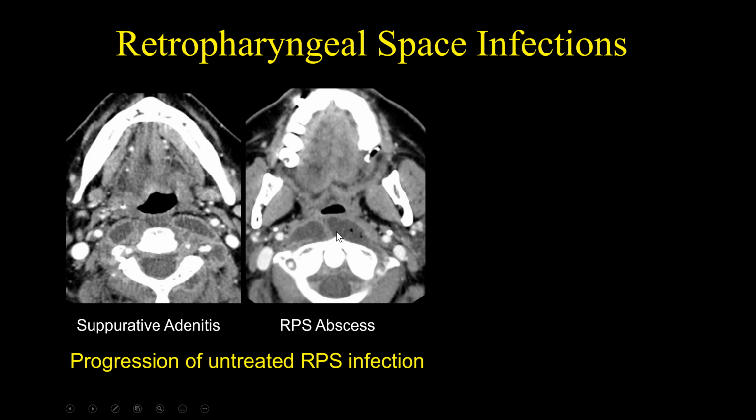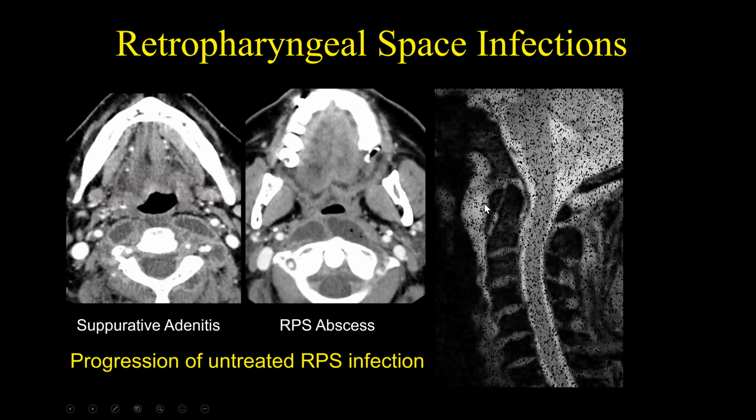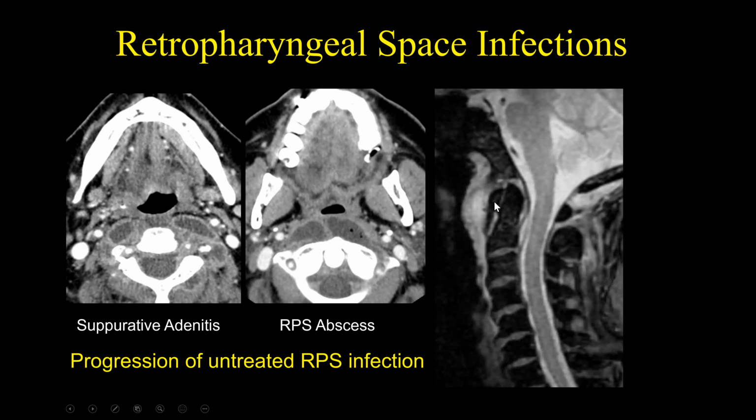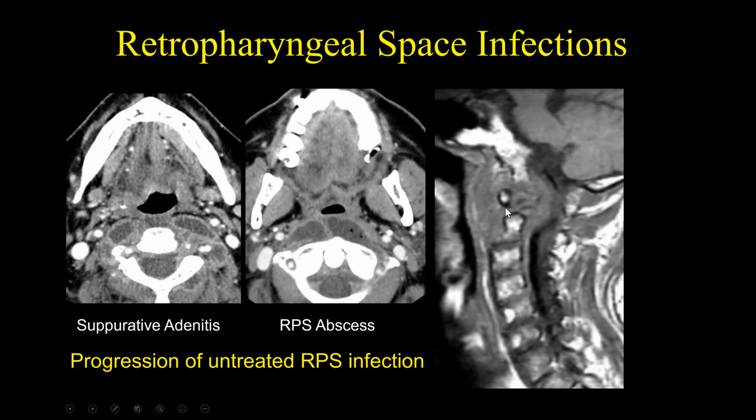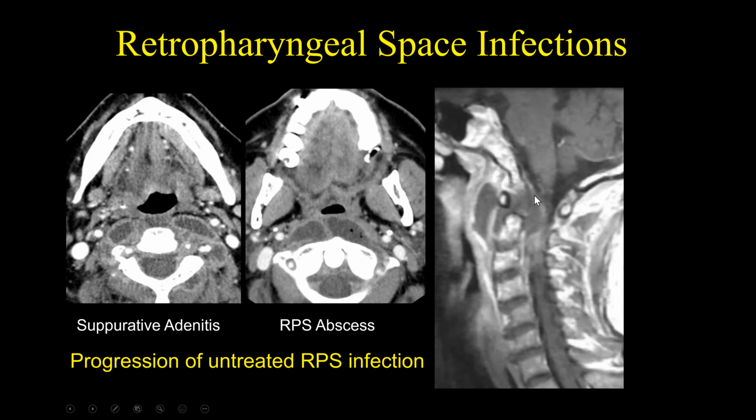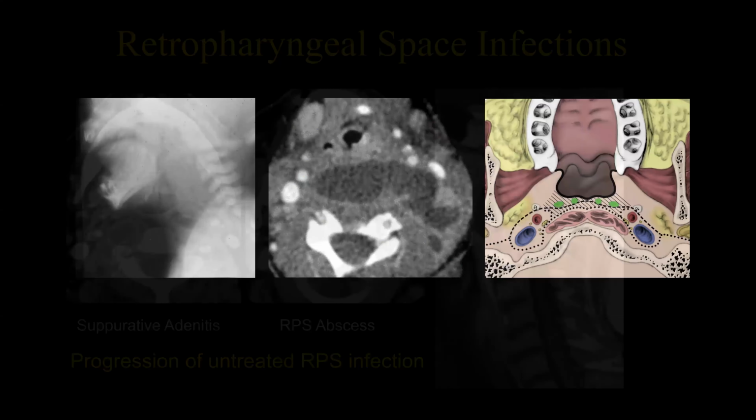Now, this aggressive inflammatory process is anterior to the C1, C2 vertebral bodies. If this is untreated, this infection can progressively erode through C1, C2 and extend into the spinal canal. So this is indicative of phlegmon, and if you give contrast, you can actually see peripheral enhancement. So this is an example of a retropharyngeal space abscess extending posteriorly through C1, C2, and then into the spinal canal, resulting in an epidural abscess. And this is the natural progression of untreated retropharyngeal space infections.